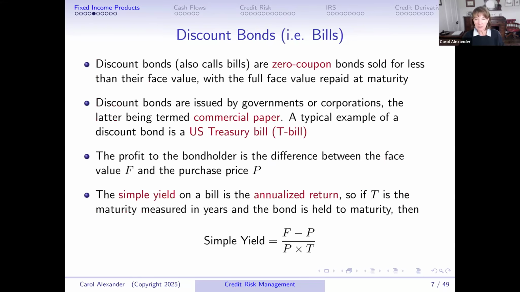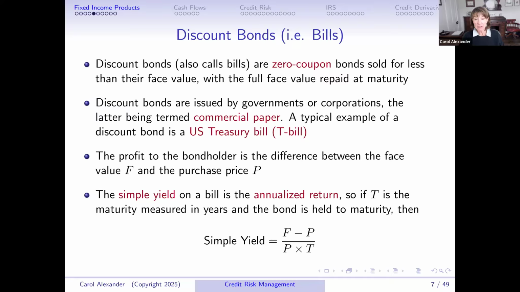Okay, let's talk about bills first. In other words, discount bonds or zero coupon bonds. As I said, they're sold for less than their face value, and the full face value is repaid at maturity. They can be issued by governments or corporations. If they're issued by corporations, they're called commercial paper. It's a way for companies to have short-term financing.